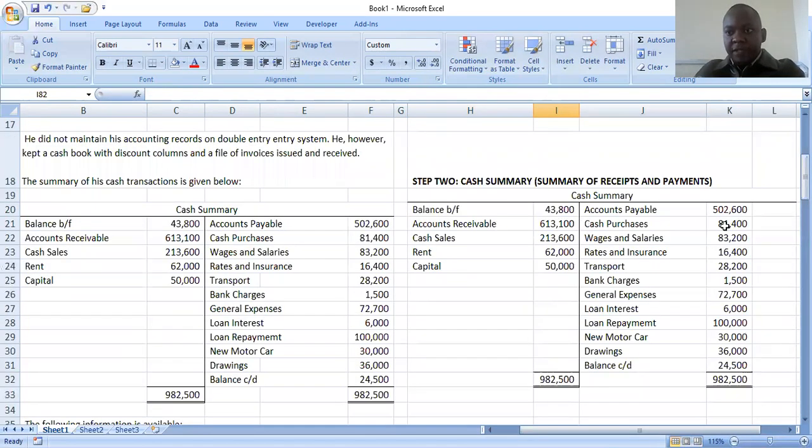The other item we have is cash purchases. In this case, cash has been credited, so the debit here should be on the purchases account. It means that they purchased goods worth 81,400. Whenever purchases by cash are made, we're supposed to debit purchases and credit cash. So cash has been credited, we therefore need to debit purchases.